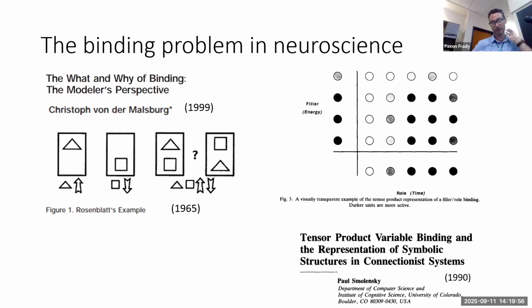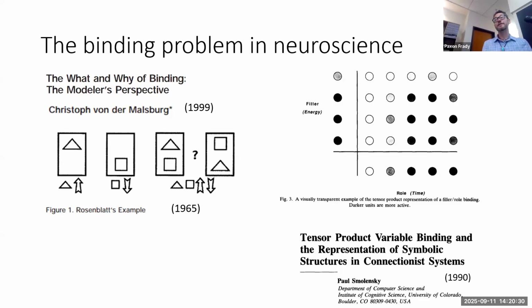Smolensky came up with this in the 90s, where basically, instead of just adding things together, you take the outer product. What that means is you make a neuron for every conjunction. So now you have an up triangle neuron as well as a down triangle neuron. You've had to expand your representation to represent every combination of features. That's what the tensor product does, and you go from a vector to a matrix.